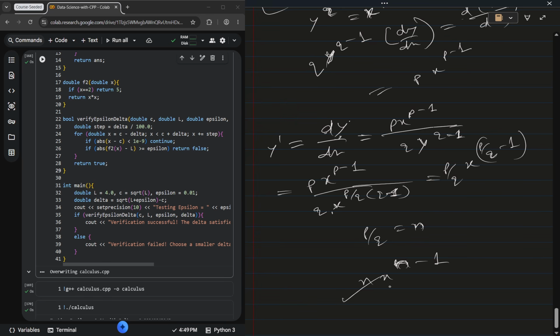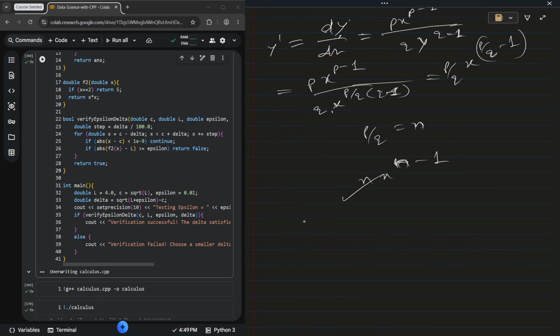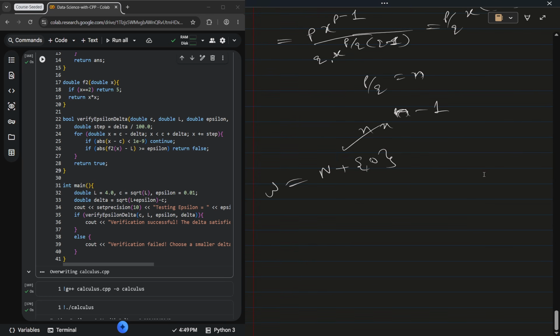So it's now proved for natural numbers. So let's prove for whole numbers as well. For all natural numbers it's proved. For whole numbers, it is natural numbers plus 0. So what you can do is write that d of x to the power 0 by dx, which is d of 1 by dx, should be equal to 0.